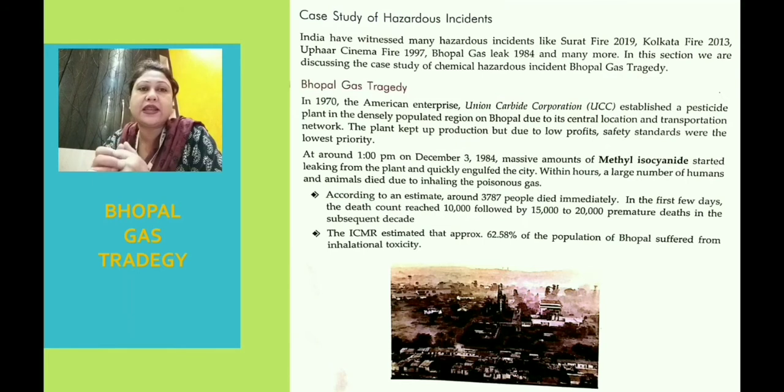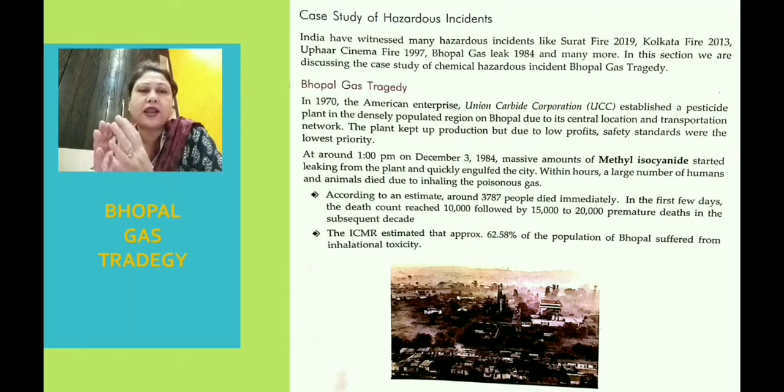So India has witnessed many hazardous incidents like the Surat fire in 2019, Kolkata fire in 2013, Uphaar Cinema fire in 1997, then the Bhopal gas leak in the year 1984, and many more. In this section, we are discussing the case study of a chemical hazardous incident, the Bhopal gas tragedy. In Assam also, we had the Baghjan gas fire, which is still burning. So these are certain hazardous incidents.